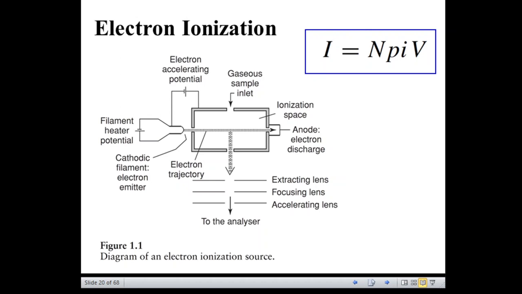Now, what is the productivity? On average, 1 ion is produced for every 1000 molecules entering the source under the usual spectrometer conditions, that is at 70 electron volts. And furthermore, between 10 and 20 electron volts is transferred to the molecules during the ionization process.